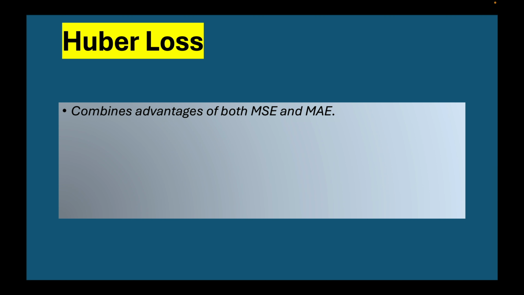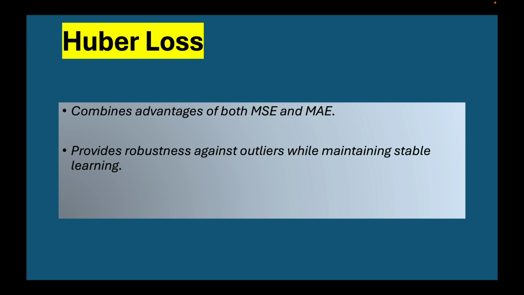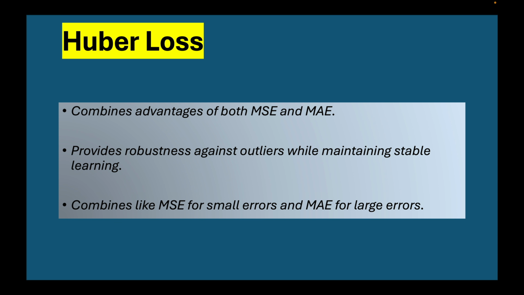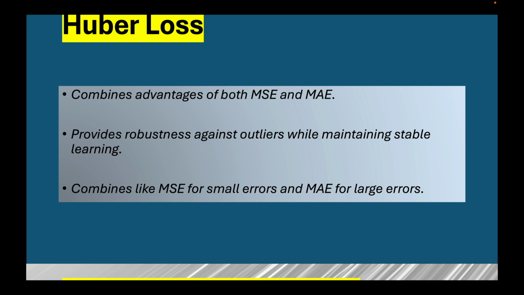Next is Huber loss. It combines the advantages of both MSE and MAE, and it provides robustness against outliers while maintaining stable learning. It behaves like MSE for small errors and like MAE for large errors.